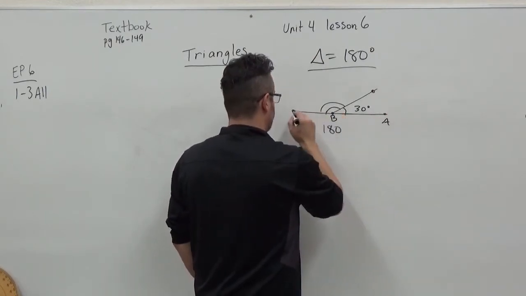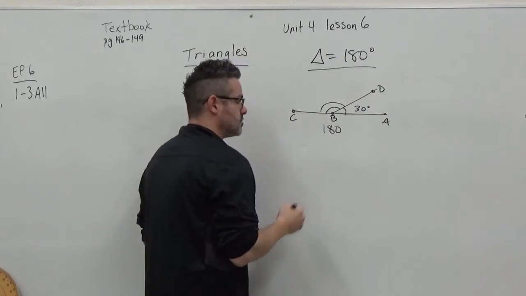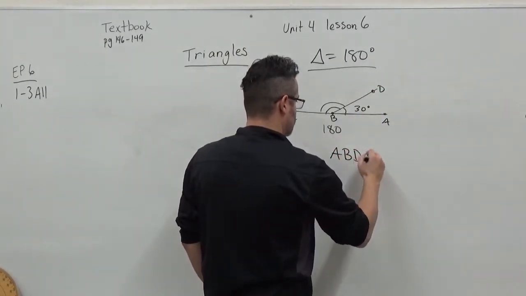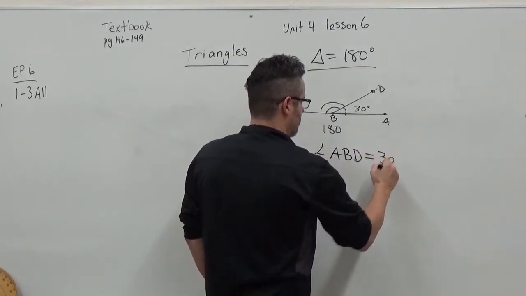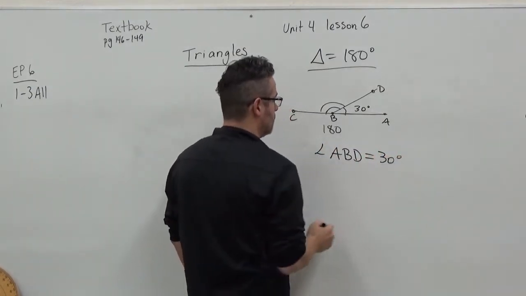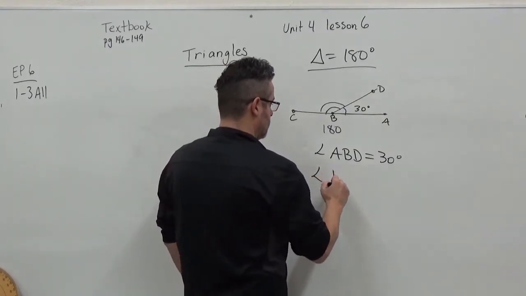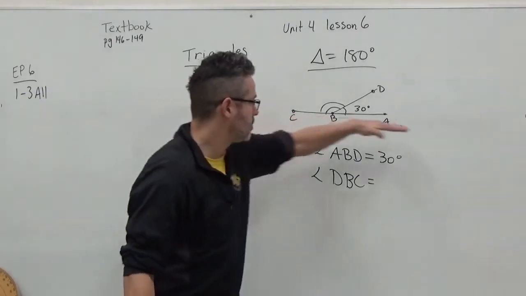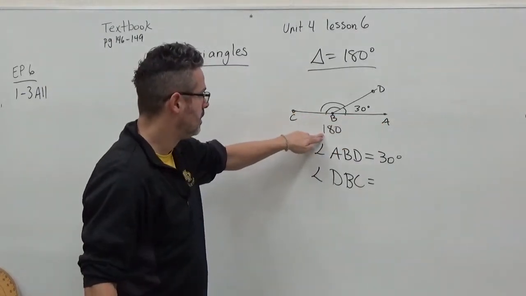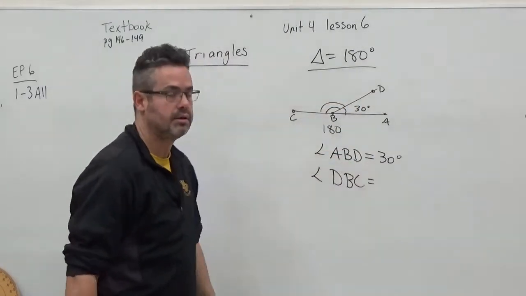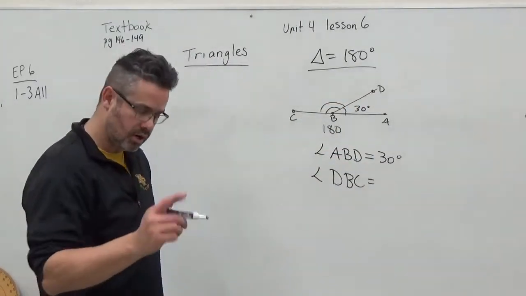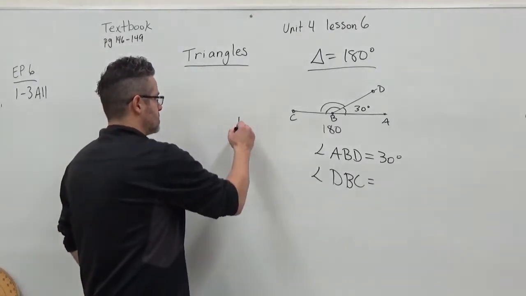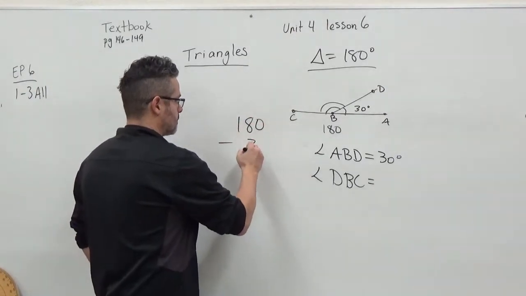And if somebody told me that this one here was a 30-degree angle, I'm going to call this A, B, C, D. So I'm going to say that ABD equals 30. What does angle DBC equal? Well, we know that the whole thing is 180. We know that this part is 30. What kind of math do we have to do? What are the four operations? Add, subtract, multiply, or divide? Well, in this case, subtract.